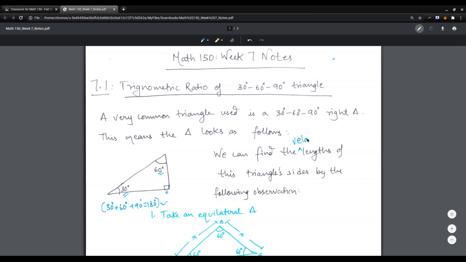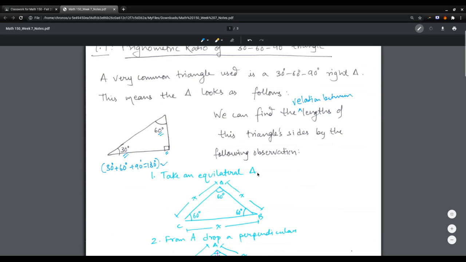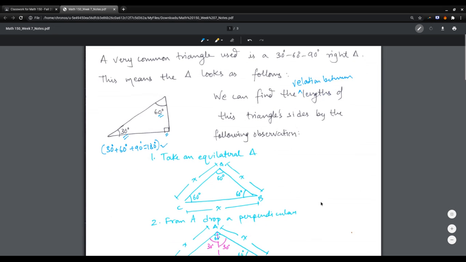Now, in this triangle, we can find a relation between the sides. Let's say the relation between the lengths of these triangle by the following observation. We start with an equilateral triangle. So let me redo it here. Equilateral triangle means, you've seen the definition of this, all three sides are equal. All three angles are equal.